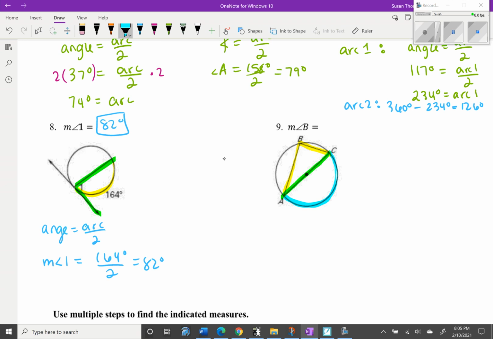Remember that the diameter means that's half a circle, so half of 360 is 180, and that's a central angle. So this is 180 degrees. Now that we have that measure, again, the angle equals the arc divided by 2. So the measure of angle B equals 180 degrees divided by 2, which is, of course, 90 degrees, and that means this is actually a right angle. Anytime you have a diameter like that and it intercepts the same arc for an inscribed angle, it'll always be 90 degrees.